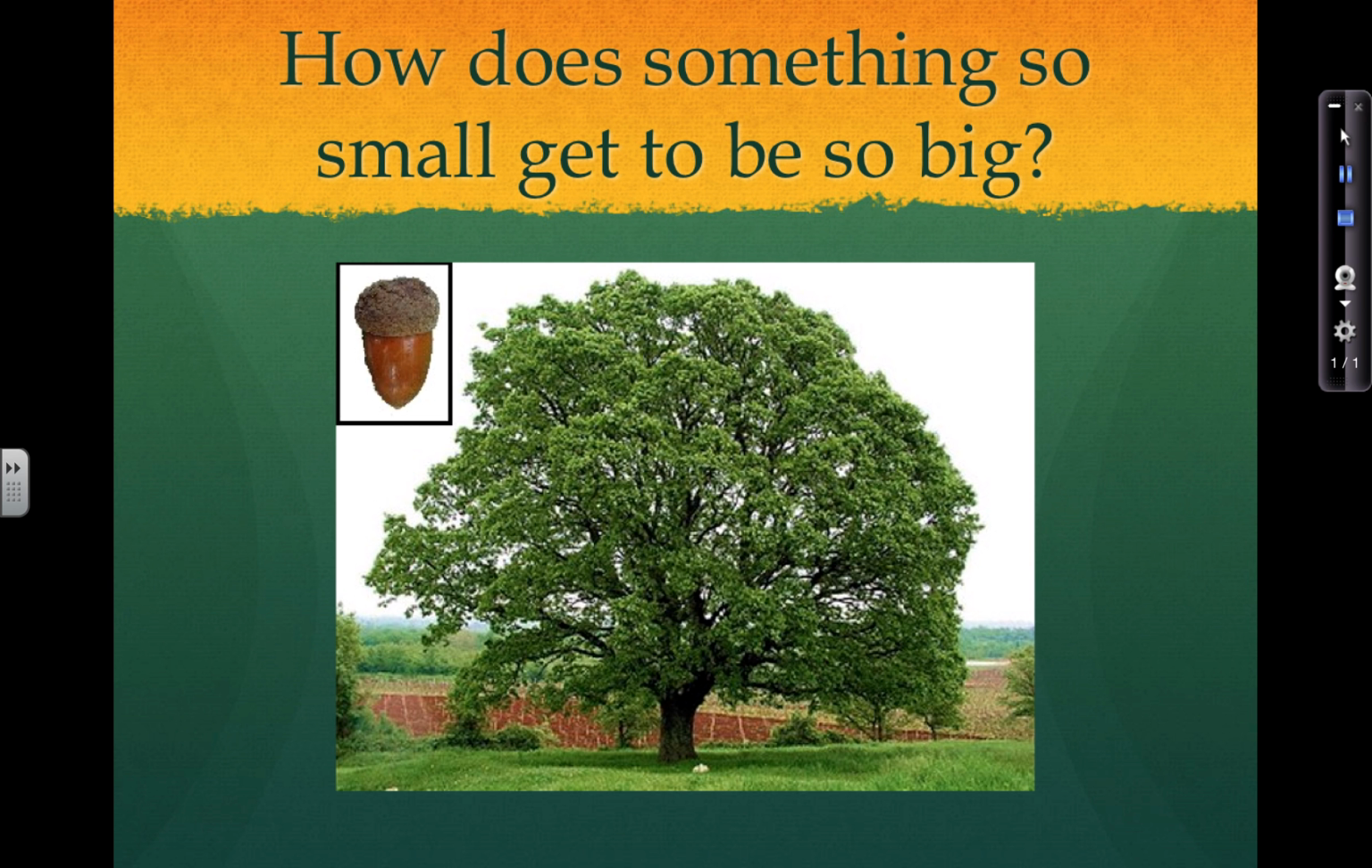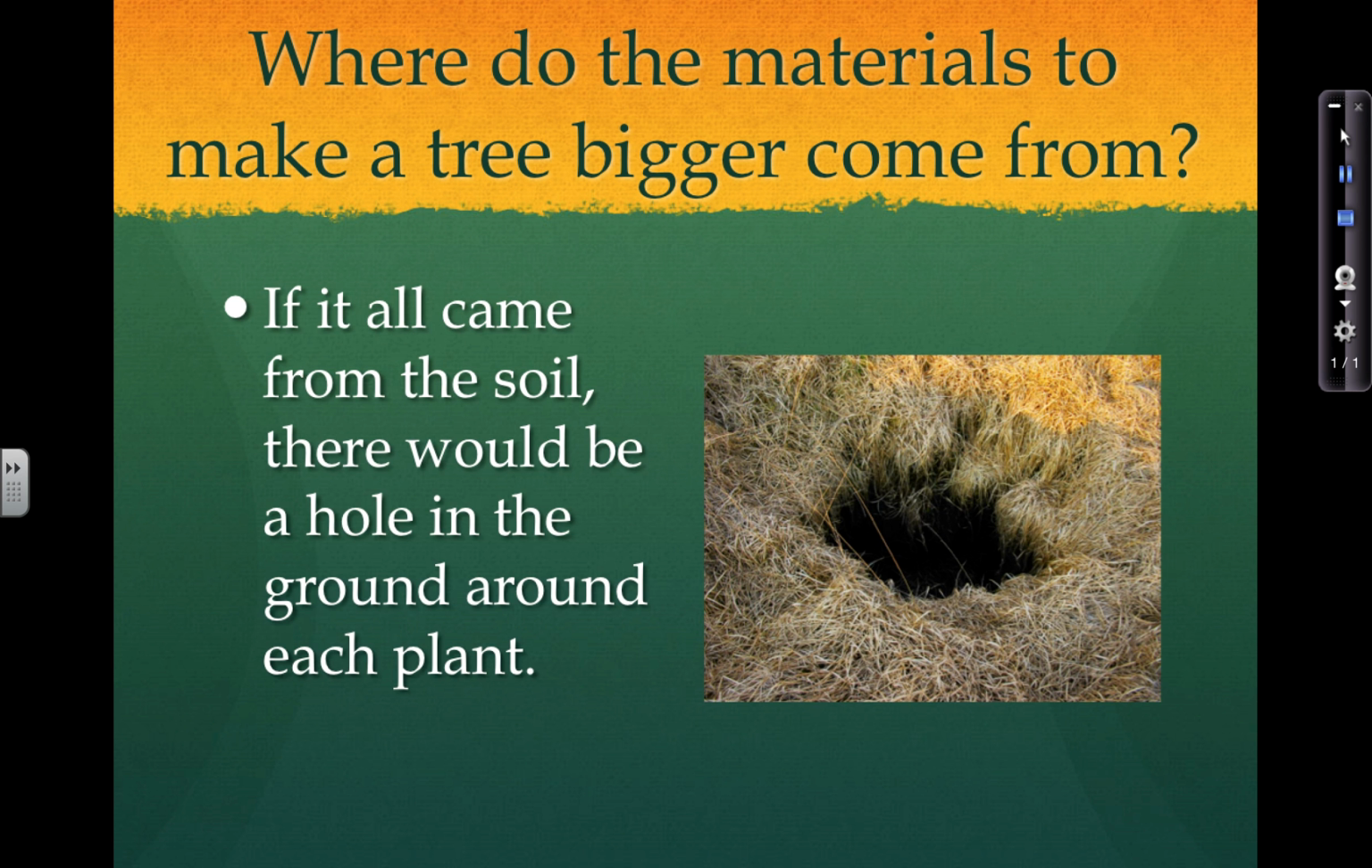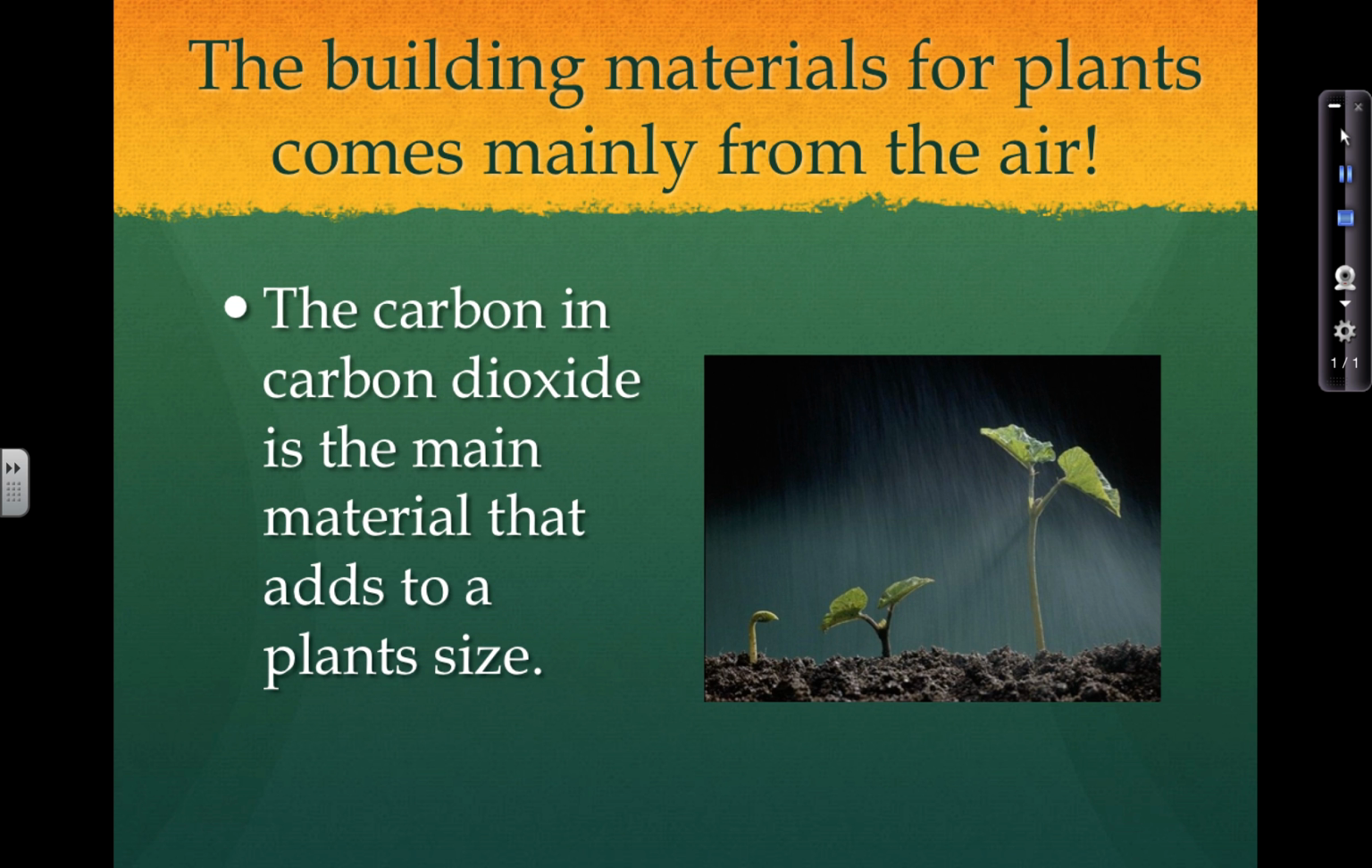I bet some of you think maybe it came from the soil, it came from the ground. But if that were true, there'd be a big hole around the tree where the tree was taking stuff from the soil. And there's no hole by the tree. What's really cool is what's making the tree so big is invisible. It's the carbon from carbon dioxide. Isn't that crazy? Something in the air, it's in thin air, making the tree so big.